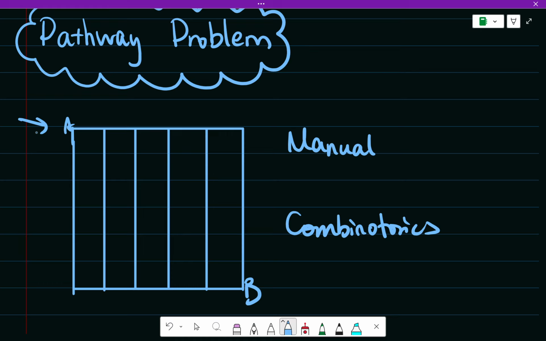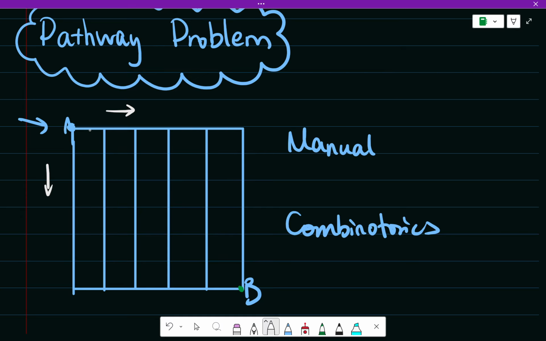The general rule is simple. We have a grid here, and we start from point A, which is on the left top corner, and we are trying to move to B, which is on the right bottom corner. We can only move either down or right. So we must keep moving towards B. We need to move closer and closer to B.